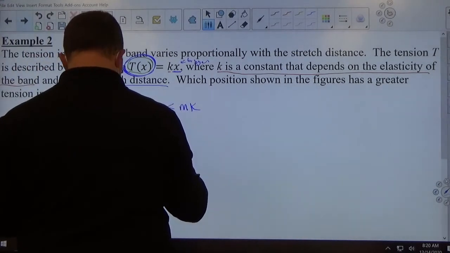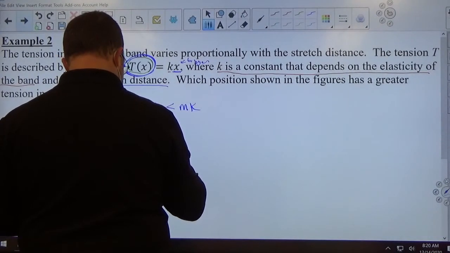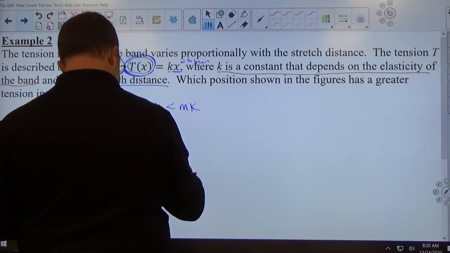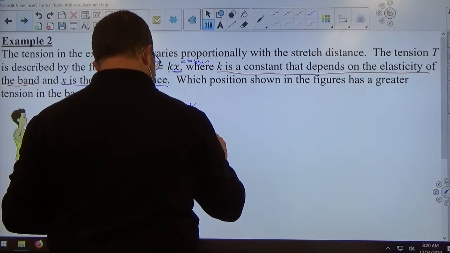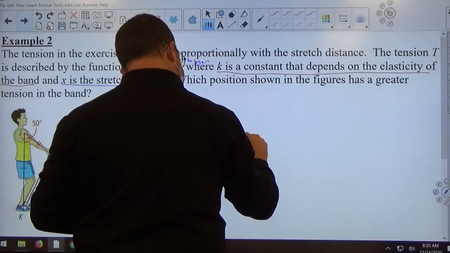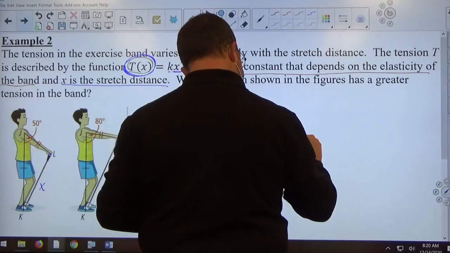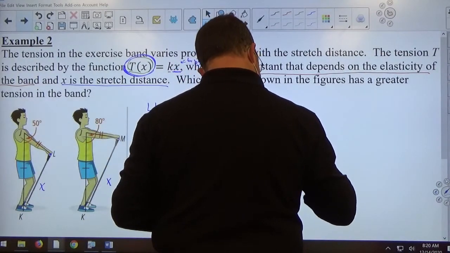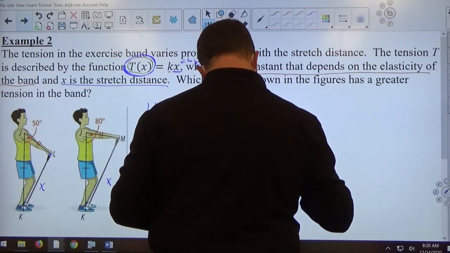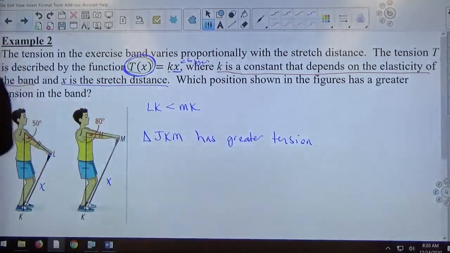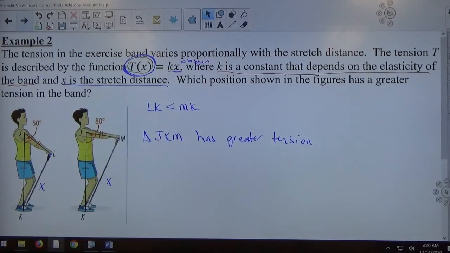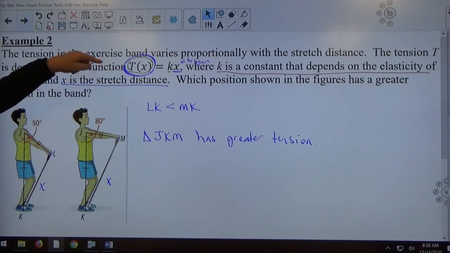So which of these has the greater tension in the band? I'm going to say triangle JKM has greater tension. So how to describe the figure you want to pick: the one with the 80-degree angle has greater tension. Take your pick how you want to describe it, but that one there is the one with greater tension. Because x is larger, Kx has to be larger, and Kx is what T is.